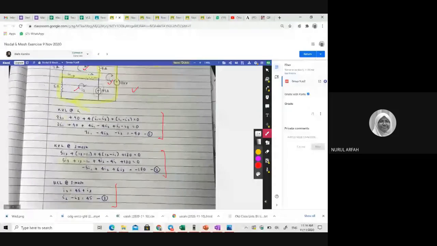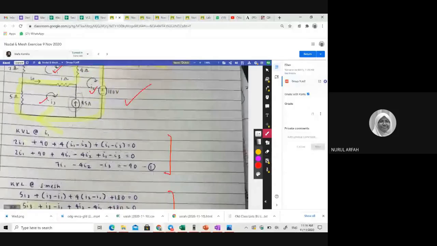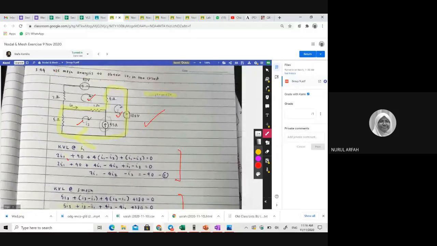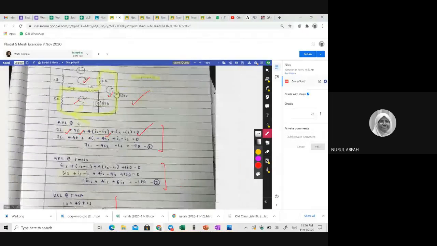Okay, number 1 at I1, so you have 2 I1, correct, plus 90, plus 4 times I1 minus I2, and then you have 1 times I1 minus I3. Yes, this is correct. And then KVL at super mesh, you start with 5 I3. Okay, good. Start from here. Then this is a plus. You have 5 I3. And then you have 1 there.